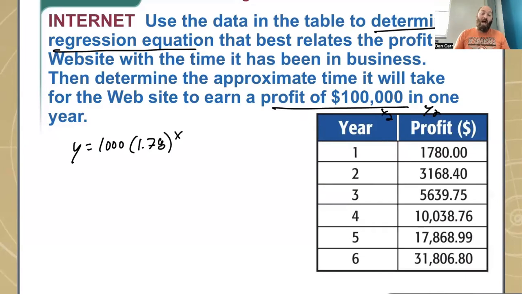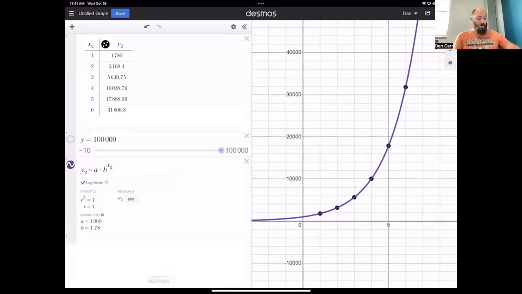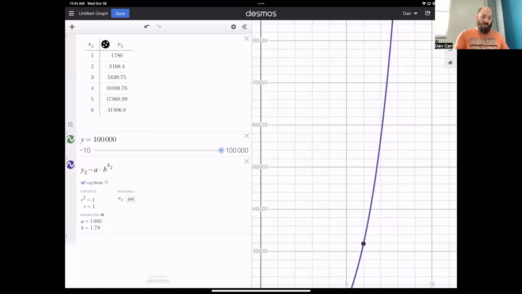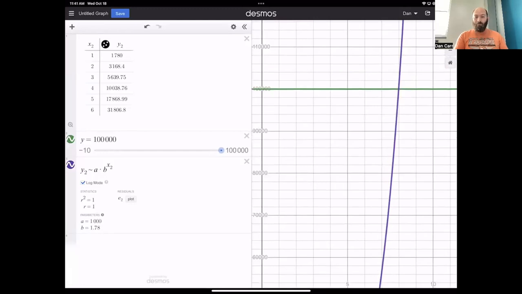Okay. So now the goal is, when is it going to reach $100,000 profit? So we want to figure out what X value is going to create this. There is an algebraic process to solve that. I'm not going to do that one though, because I'm just looking for an estimate. So let me go back and figure out where it is based on the graph. One easy way to do this is to graph a horizontal line at $100,000, scrolling up until I get there. Now it's just a matter of looking at when those two lines cross.